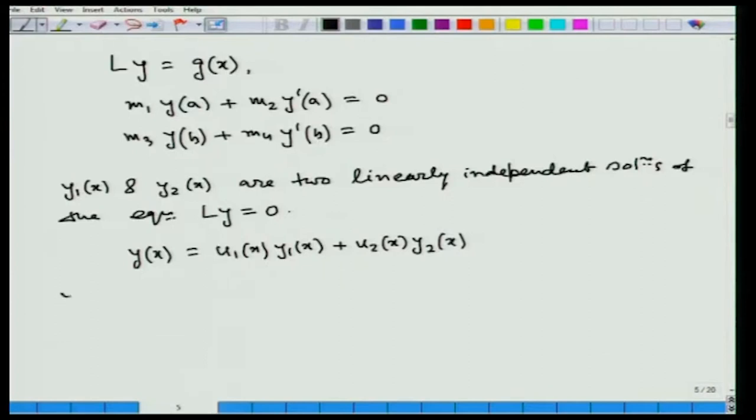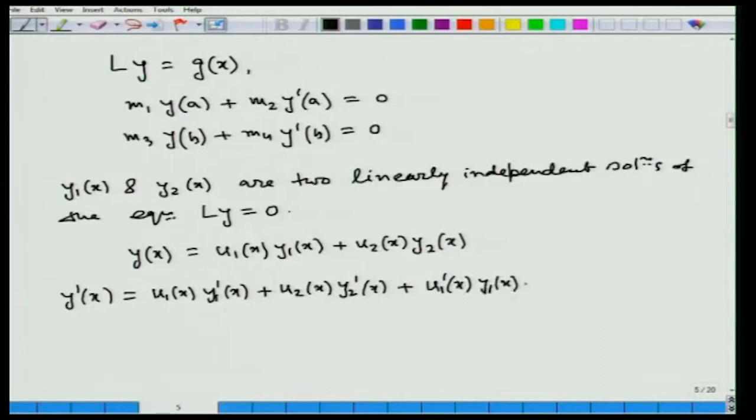So, first of all, differentiating y(x), we can find y dot(x) = u1(x) y1 dot(x) + u2(x) y2 dot(x) + u1 dot(x) y1(x) + u2 dot(x) y2(x). Now, in order to solve a second order linear ordinary differential equation, we have introduced two unknown functions, but we are very careful that we are not going to have two more second order ordinary differential equations for u1 and u2.